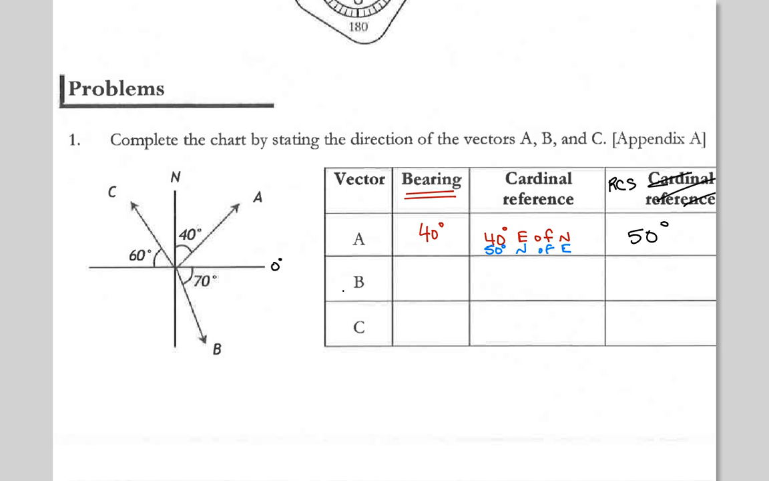Okay, let's take a look at B. Where's B? Down in quadrant 4. So for a bearing, starting at 0 at the top, you have to go down here to 90, plus 70 is 160. Now the reference would be 70 degrees south of east. Sometimes I get confused with my east and west, but I like to think about it like over here's Vancouver and over here's Toronto. Sometimes my east and west gets mixed up.